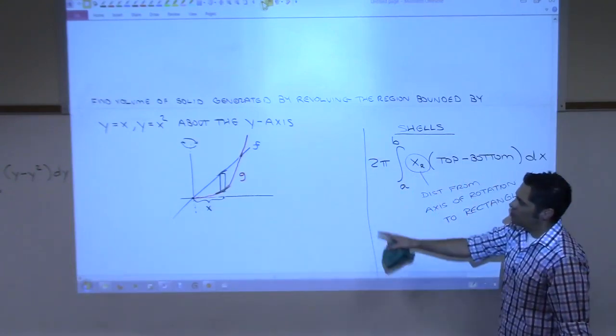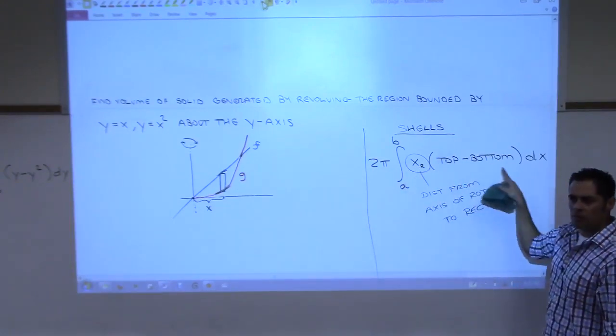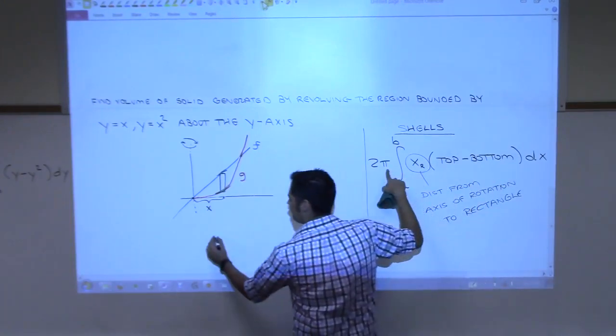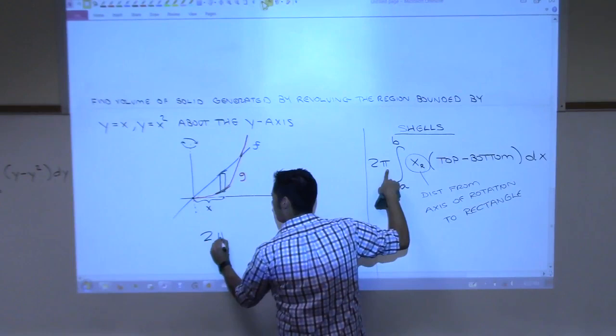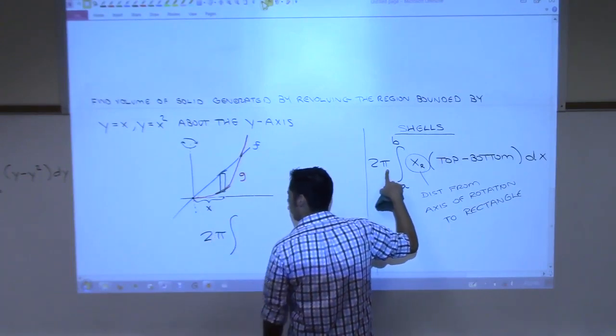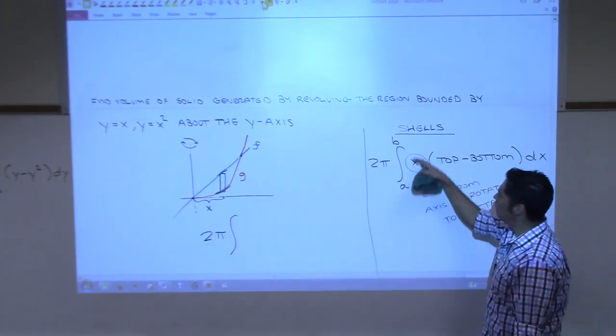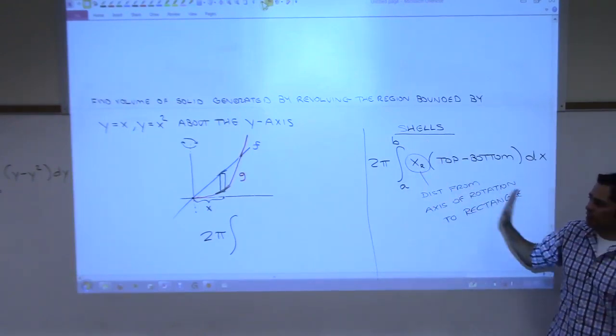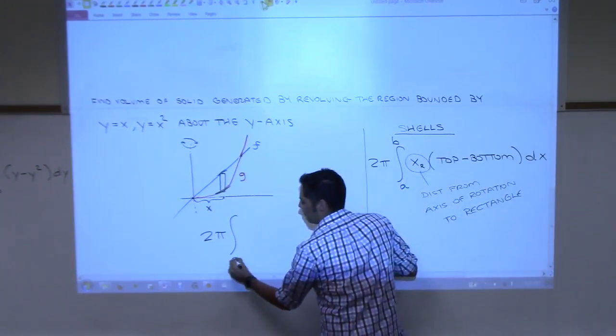Would it be too much to go ahead and just plug things in here? Just go right to this now? Start out with 2 pi. Integral, where to where? 0 to 1. And those limits of integration are controlling our x. So we're looking left and right here. 0 to 1.